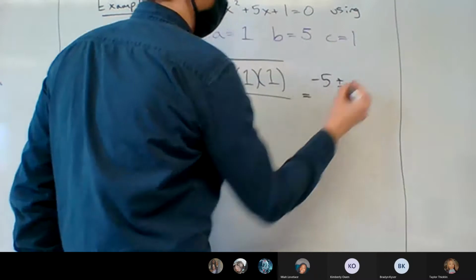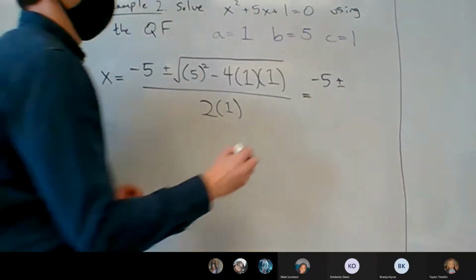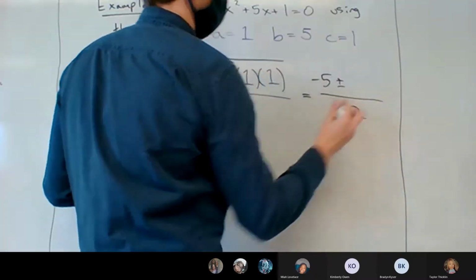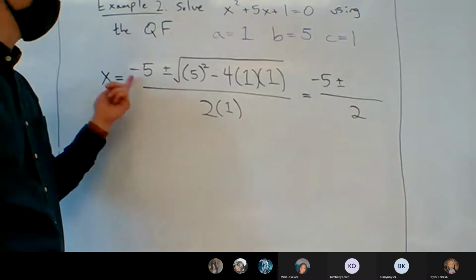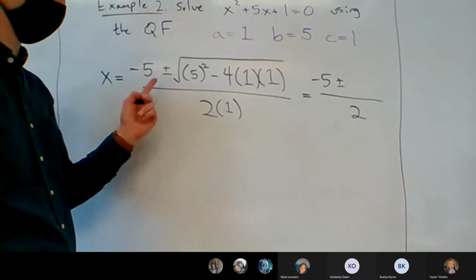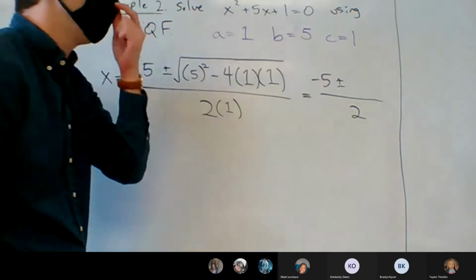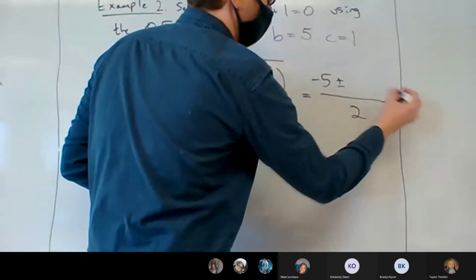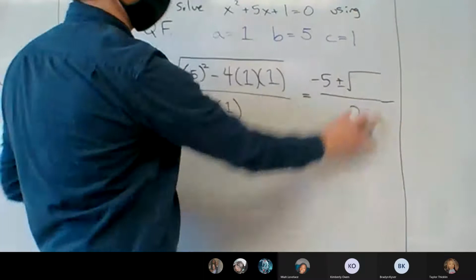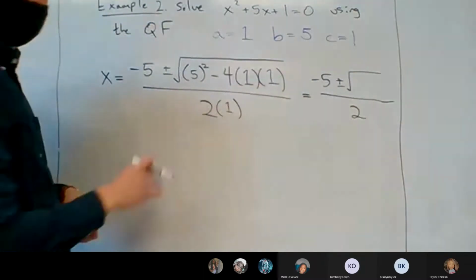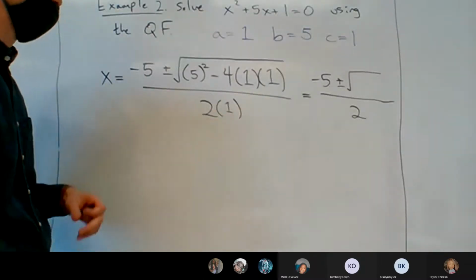Next step is negative 5 plus or minus. You know, I can write all of this down without dealing with the root yet. I know I've got the negative 5, I copy over the plus or minus, I'm going to copy over the 2 in the denominator, because 2 times 1 is just 2. I'm going to draw my fraction bar, and I know there's going to be a radical. I can get this far without even computing anything for real, right? Just copying stuff over.